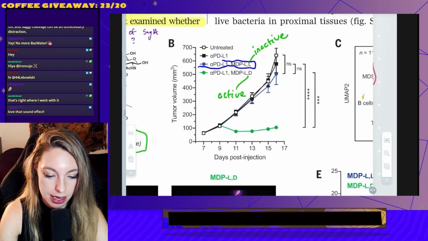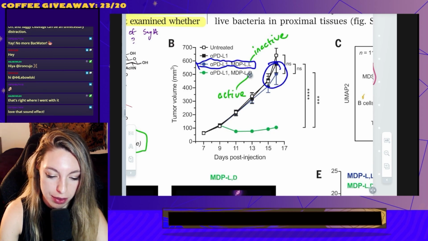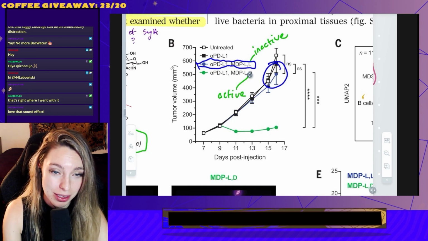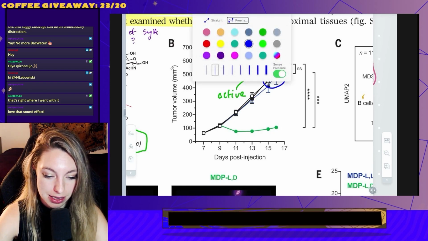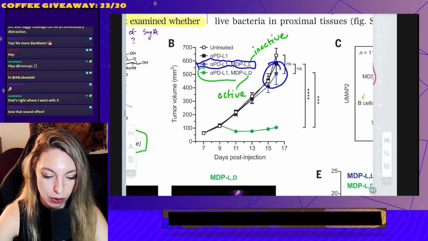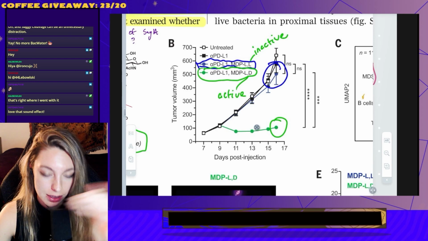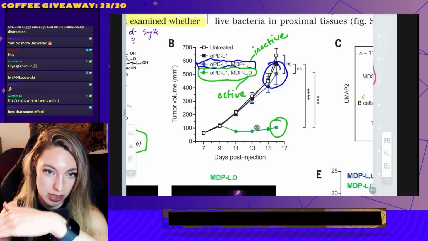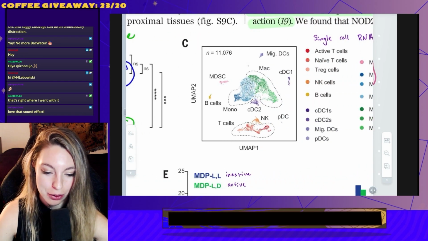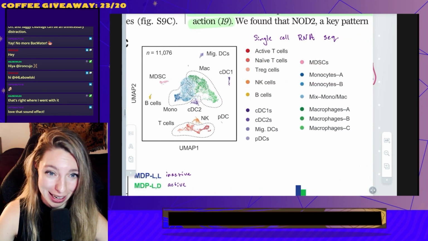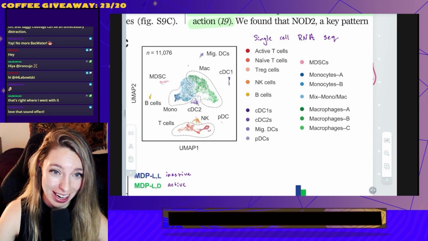So the blue curve here is the inactive version of the peptide. And you can see when they inject the inactive version of the peptide, nothing happens. It binds NOD2, but it can't activate NOD2. So there's no anti-tumor response. But if they inject the active version, the green one, you can see that the tumors are really small. The tumors try to grow and then they're cleared by the T cells. That's dope. Now they're going to do some fancy technique called single cell RNA sequencing.